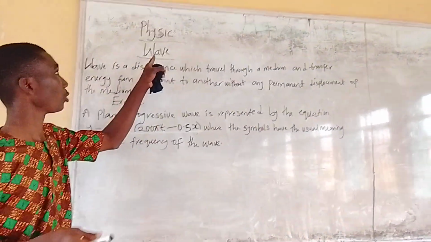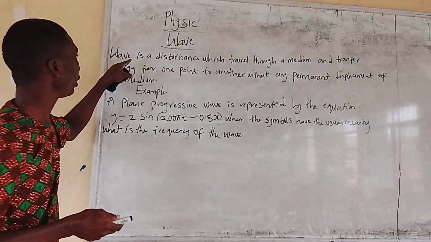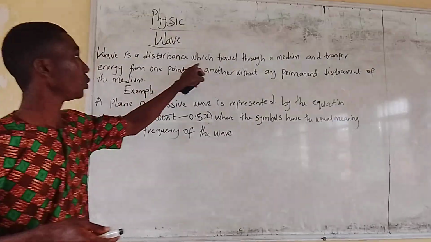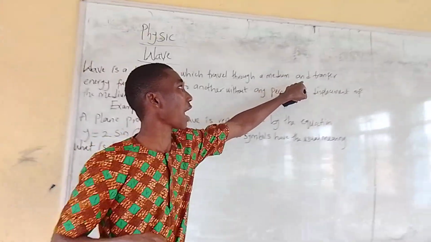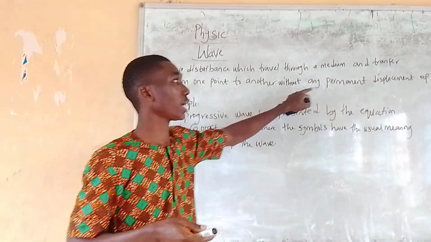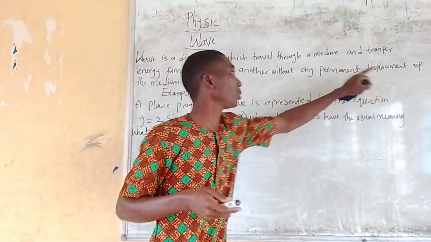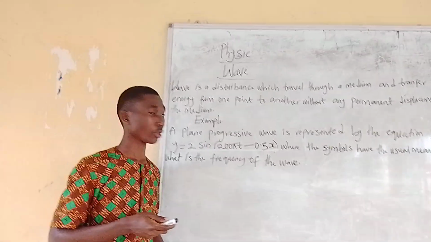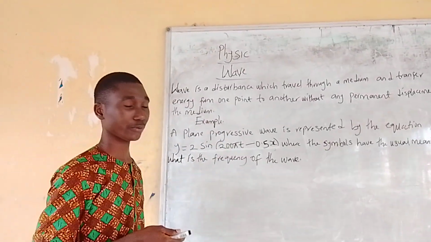Today we have this question on the board: wave. A wave is a disturbance which travels through a medium and transfers energy from one point to another without any permanent displacement of the medium. We have one example of a wave today.